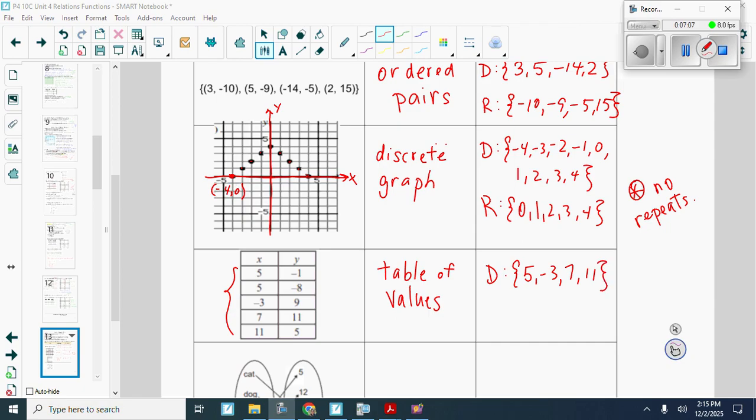Okay, did you get 5, -3, 7, and 11? Okay, and then our range, you're going to do the same thing for the y values. Those are part of your range. There you go. So there weren't any repeats, so you should have 5 of those in your range.